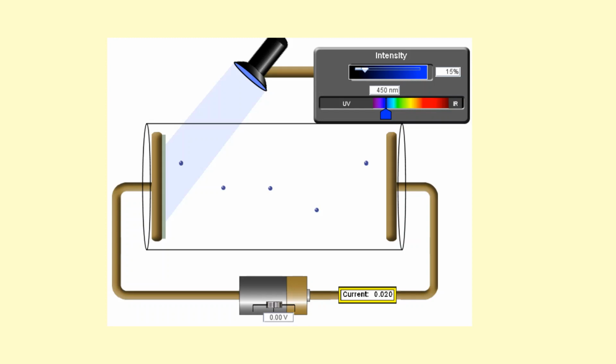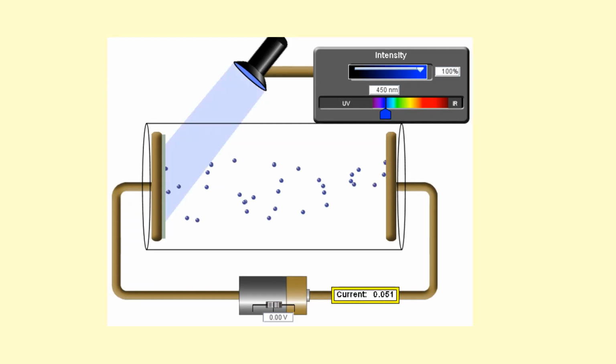So here we have blue light shining on a metal surface. As you can see, some electrons are being emitted and we got a current of 0.02 amps. I'm going to keep the wavelength the same, but I'm going to increase the intensity of the light. So now you can see more electrons are being emitted and the current has gone up.